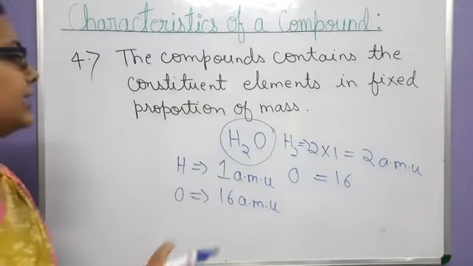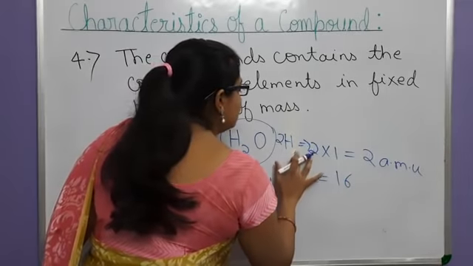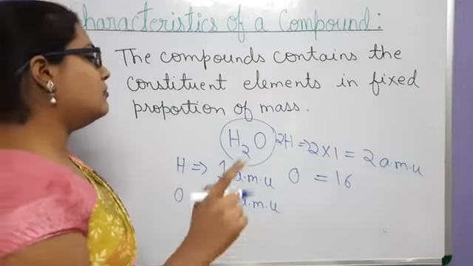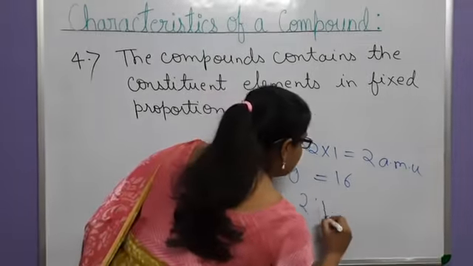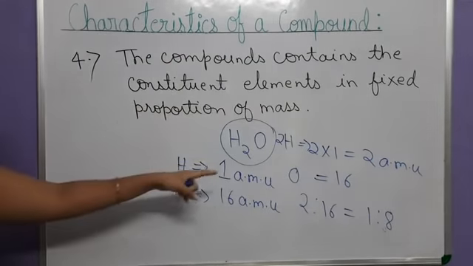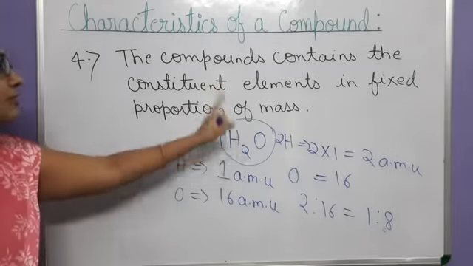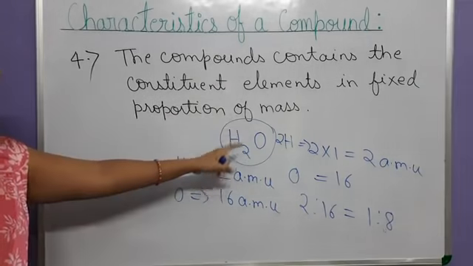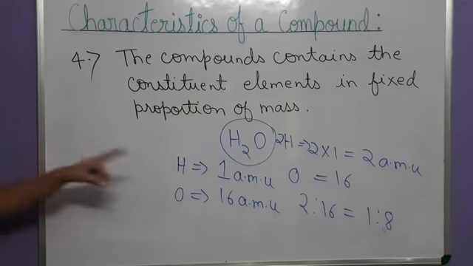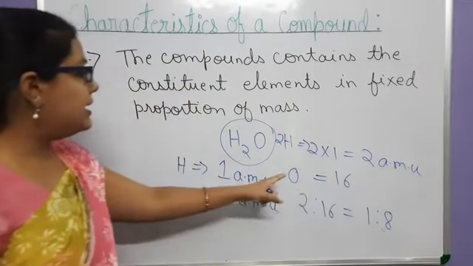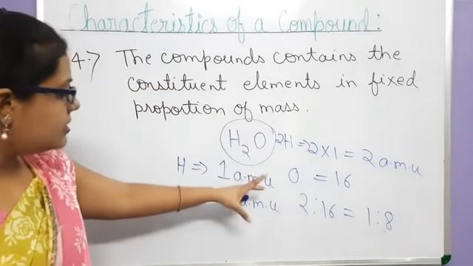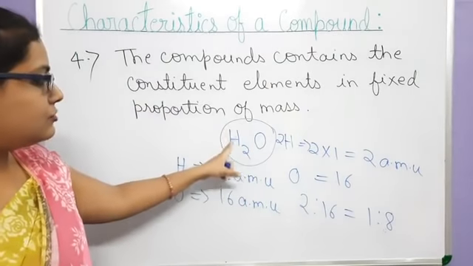So when you take out the ratio of 2 atoms of hydrogen and 1 atom of oxygen, what will it be? 2:16, which means 1:8. So the atomic mass ratio of hydrogen and oxygen in one molecule of water is 1:8. So you can say that by mass, water contains 1 part of hydrogen and 8 parts of oxygen.